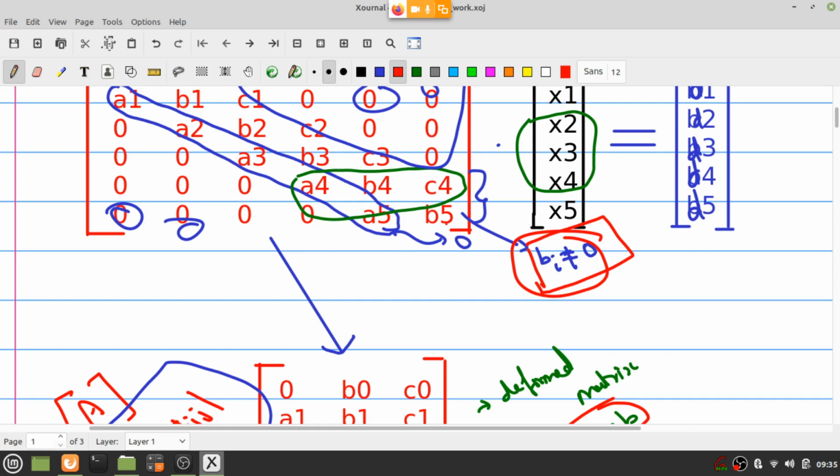But yes, in case of tridiag, most of the cases when you use tridiag, you won't actually face this problem at all, because they will usually be diagonally dominant. Okay, am I making it clear?